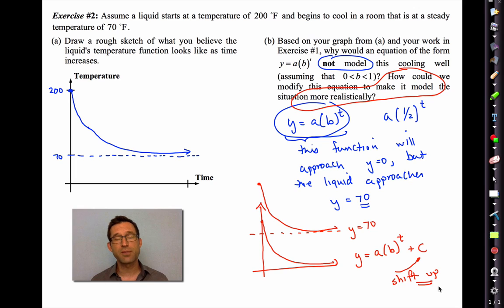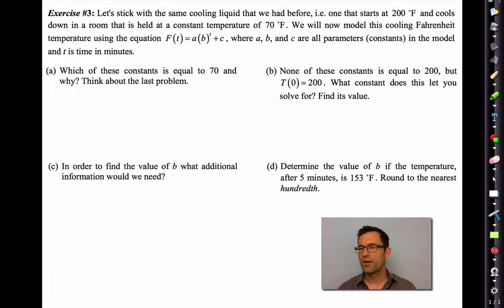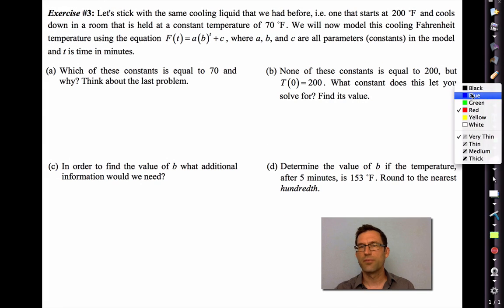So we take a normal exponential model and we're going to shift it upwards, and we're going to shift it up enough so that it's approaching that room temperature as time goes on. All right, pause the video now and think about what we did on this slide and write down anything you need to. All right, I'm going to clear out the text. And why don't we head back to blue?